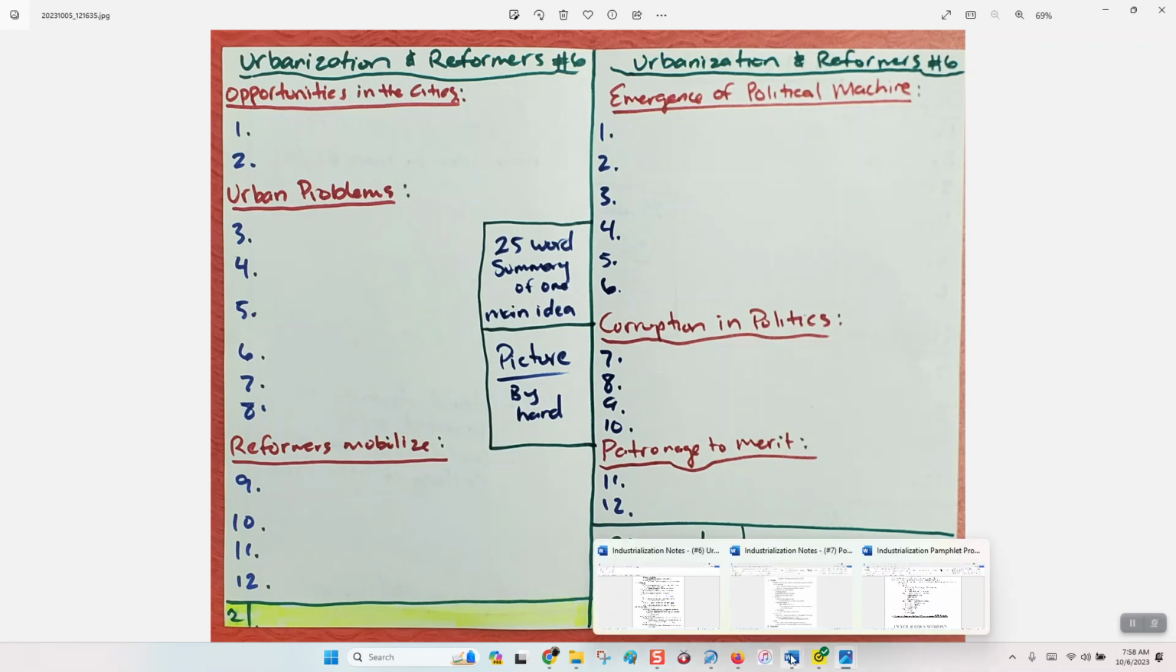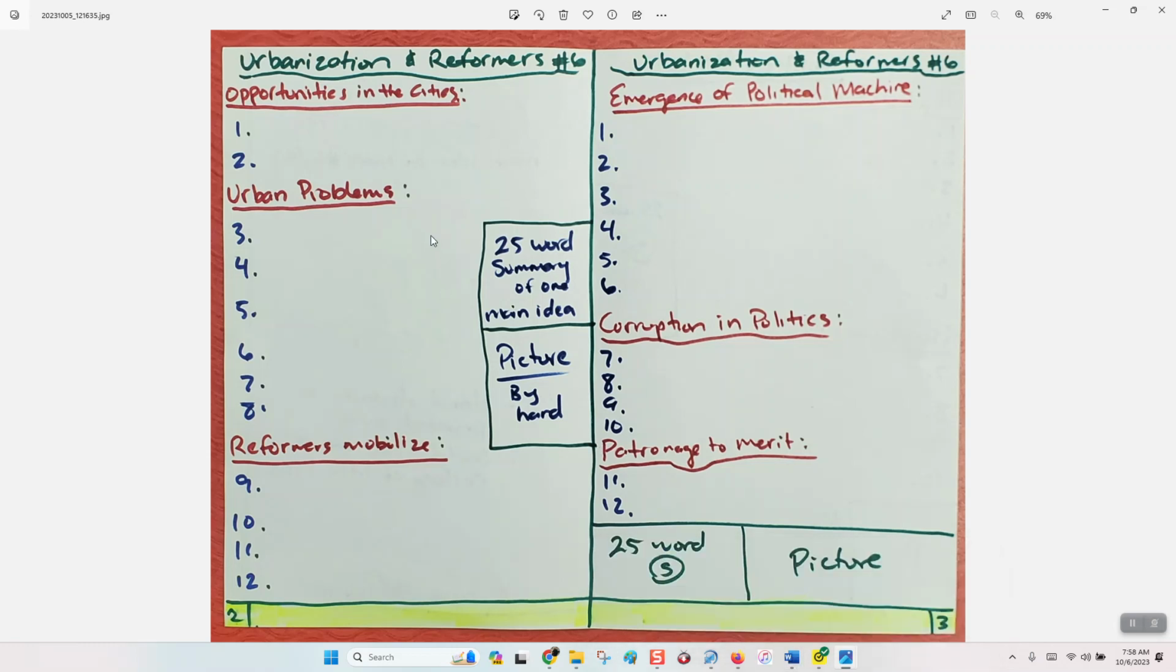Now if we look at the notes, I want 12 bullet points on this page, and there are 3 sections there. So you just divide 12 by 3. You should write 4 for each one. That would be easy.